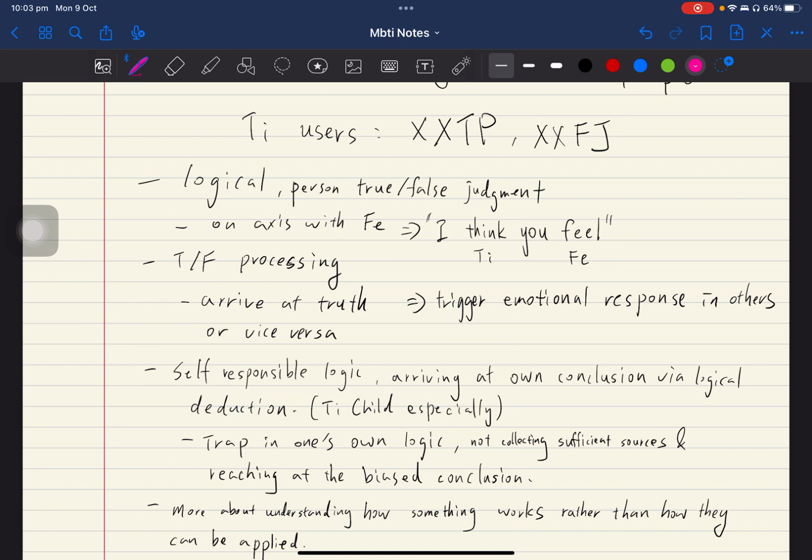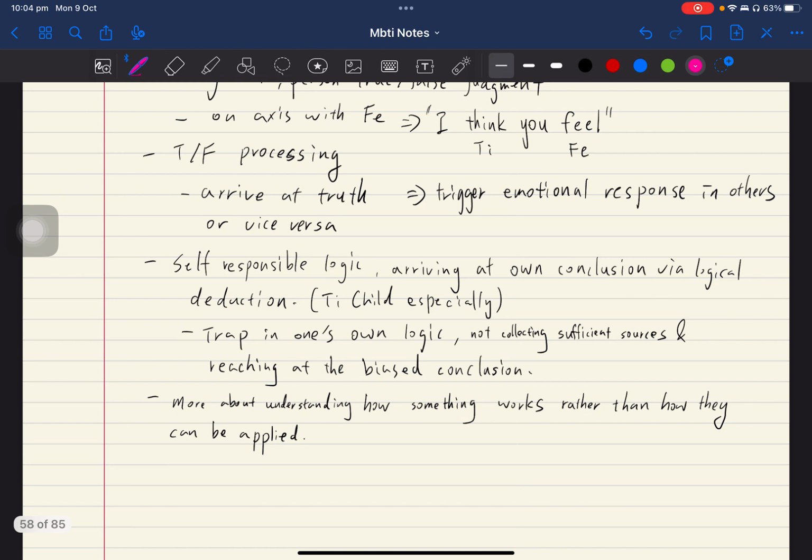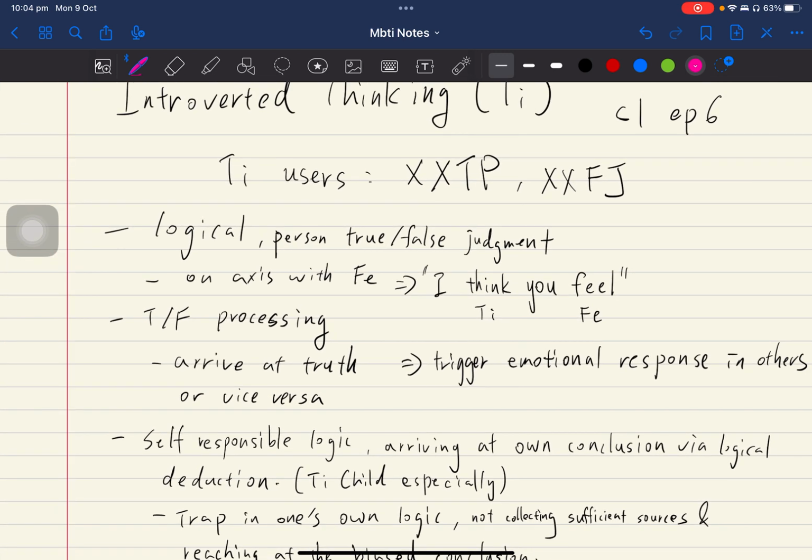And the weakness is they can be trapped within their own logic if they don't have enough data, and they are not motivated enough to find TI data to support their TI, and then they jump into conclusions with limited reference points. So that is the only weakness of TI. Otherwise, TI is pretty important, and they're also about telling the truth and telling about what is logical.